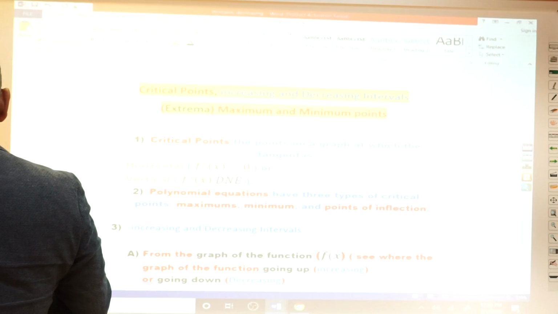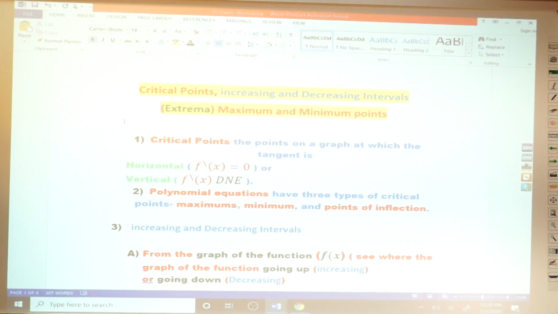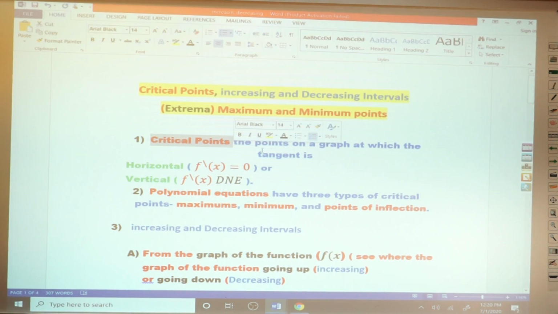Now, I know most of the students like steps. Critical point: the point on the graph at which the tangent is horizontal or vertical. Horizontal means, I need you to remember this, the first derivative equals 0. Any x values that make the first derivative equal 0 give you a horizontal tangent. And remember, f prime of x is the slope of the function, another way to find the slope.